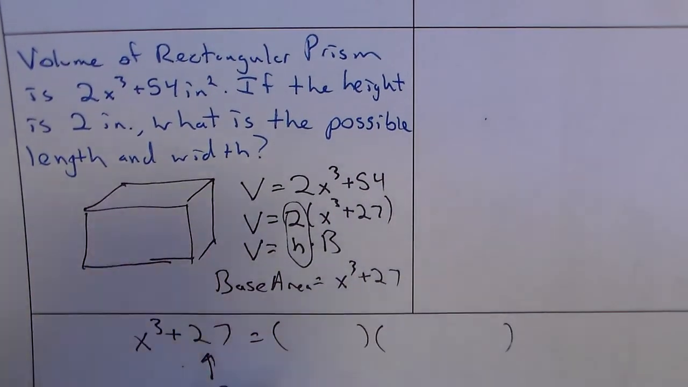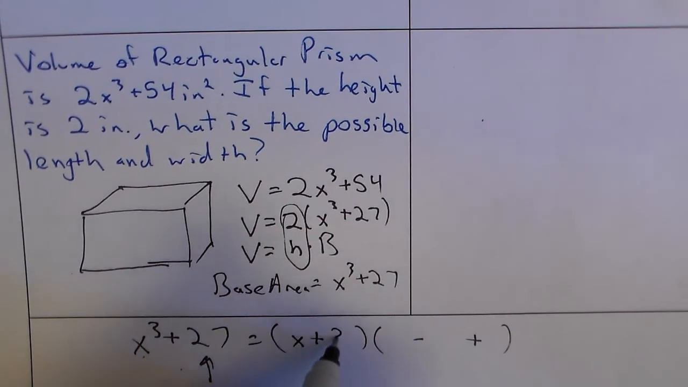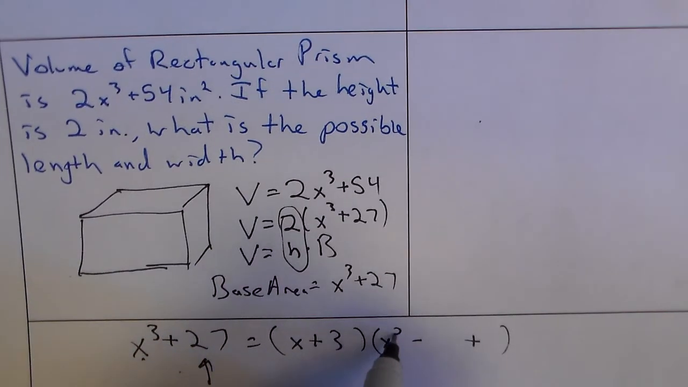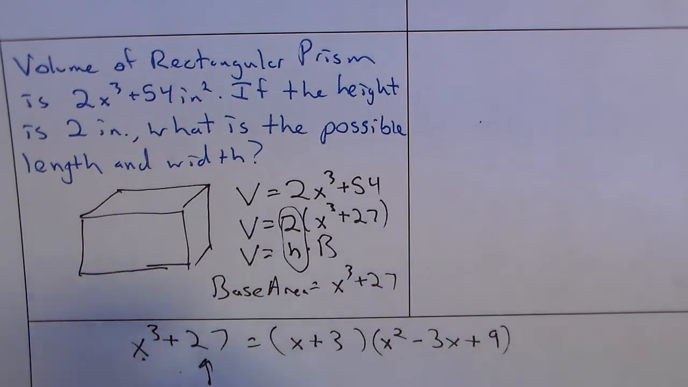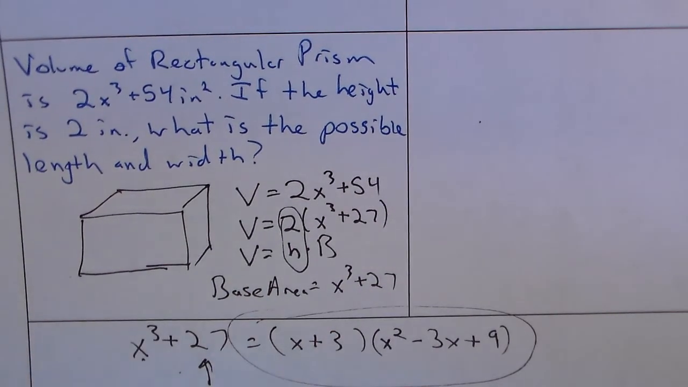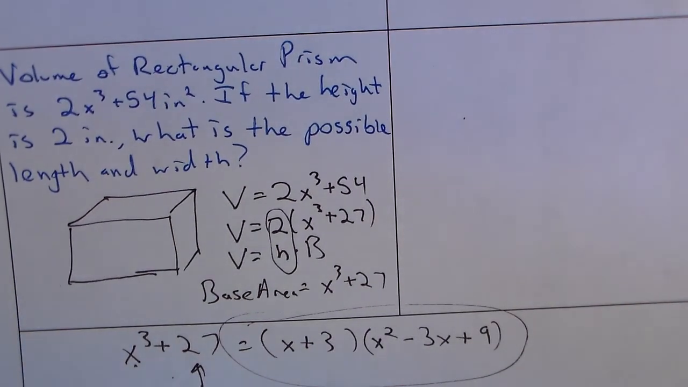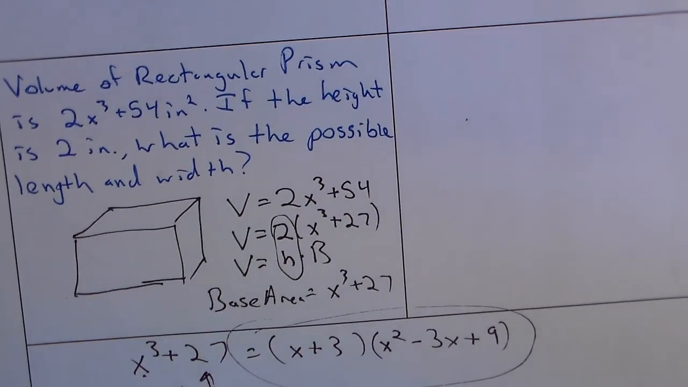So we write out our factors. We go same sign, opposite sign, always positive. It'll be x plus 3, x squared, 3x, and then 3 squared is 9. So these two factors, again, doesn't matter which one's which, could be the possible dimensions for length and width.